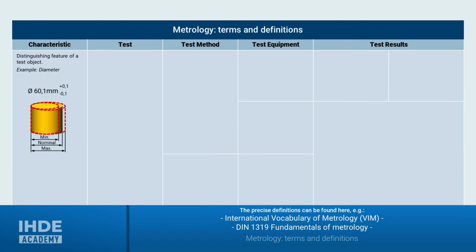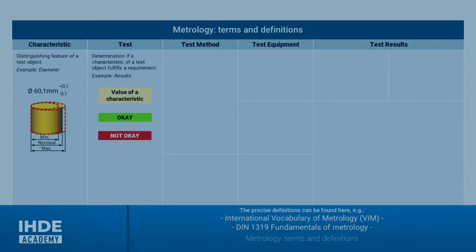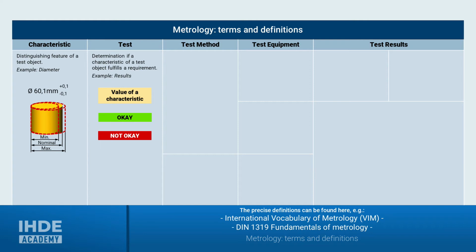In general, testing is about determining the extent to which a test object meets a requirement. Such a test object could be the piston shown here, for example. A test feature on the piston is its diameter. The requirement for this diameter is the nominal size with its tolerance. A test can now be done either by measuring or by gauge.